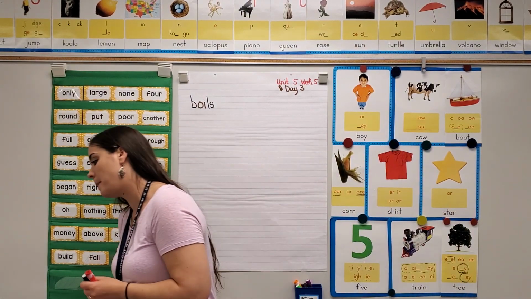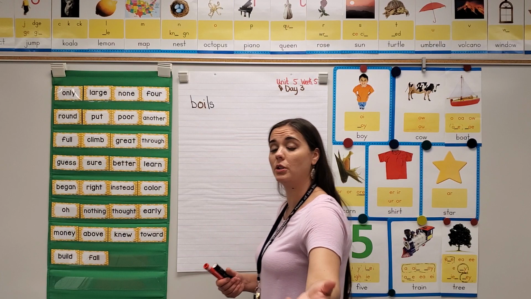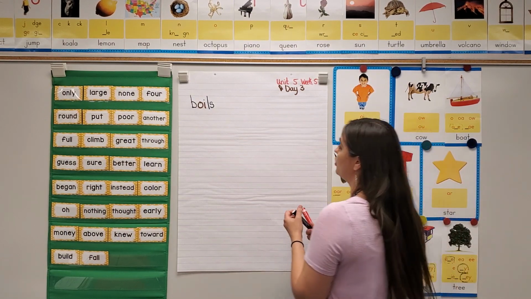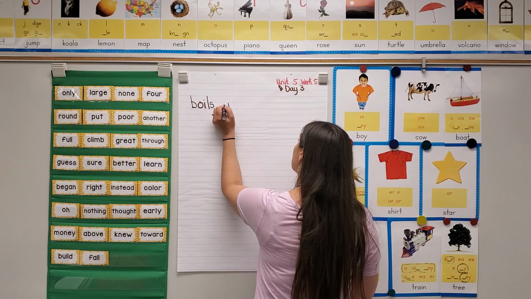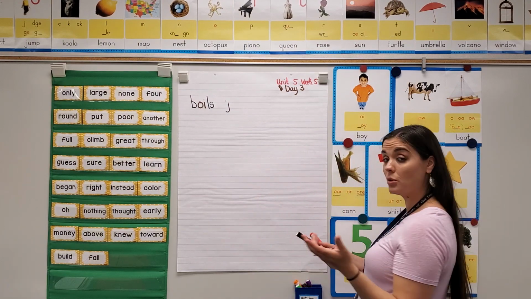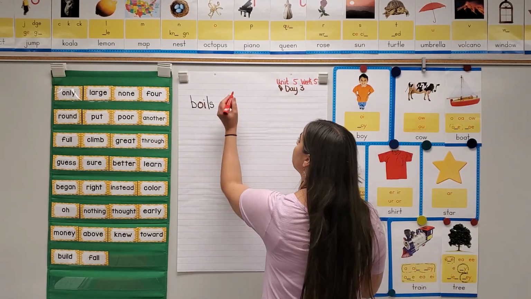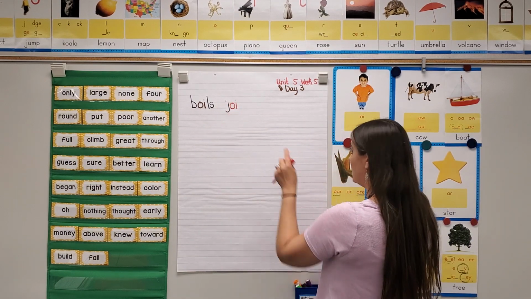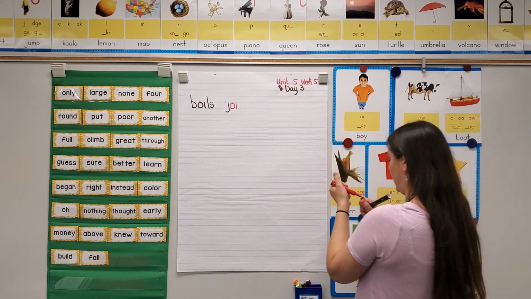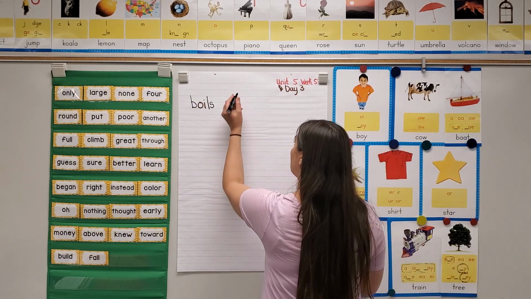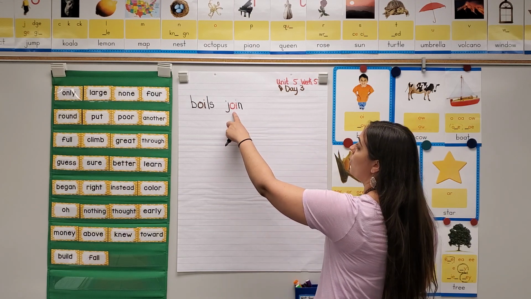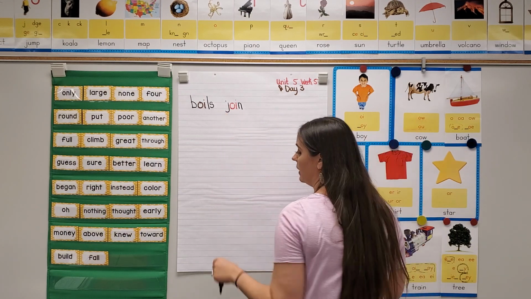Next word, join. Your turn. Ja, oi, join. So you'd see the word join when you were trying to join the meeting. J says ja, oi, oi. N says n. Let's blend. Ja, oi, join.